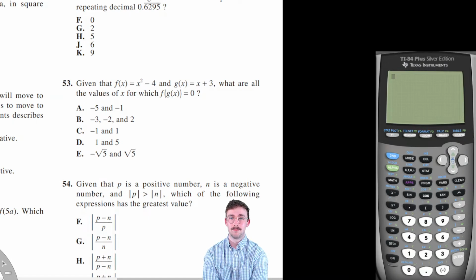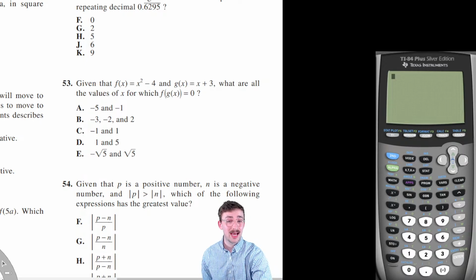All right. Given that f of x equals x squared minus 4, okay, so they're giving us an f of x and a g of x. They're doing function composition here. They say, what are all the values of x for which f of g of x equals 0? Okay, so I'm tempted to use my calculator here.